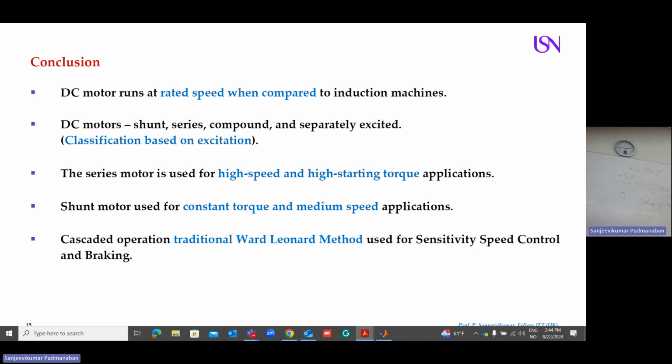Finally, we have already seen the Ward-Leonard method. It's a cascaded operation because we need three machines. One is an AC machine, which drives the generator so the armature rotates, and the armature is connected to another motor. Then we control the motor speed. Power can flow from the grid to the load or from the load to the grid. So this is a cascaded operation and it's very good for sensitive speed control and braking.